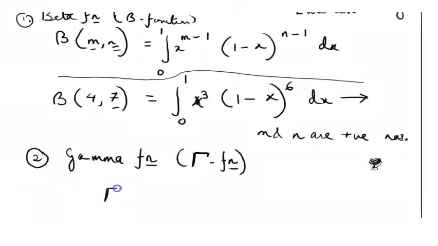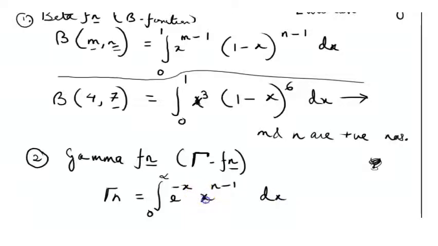Gamma n is equal to the integral from 0 to infinity of e to the power minus x, x to the power n minus 1, dx.